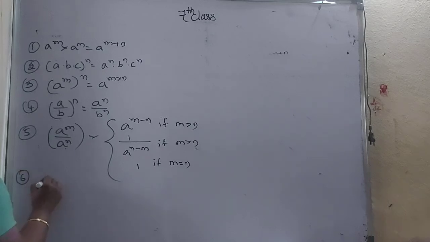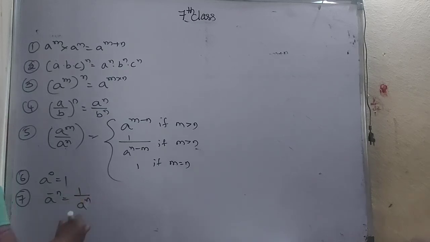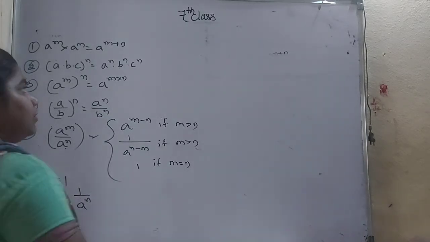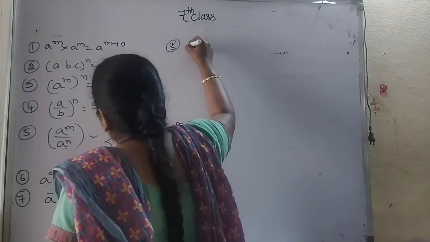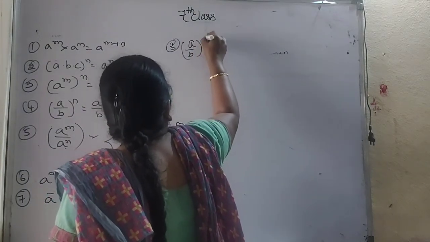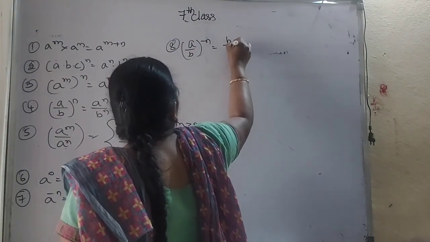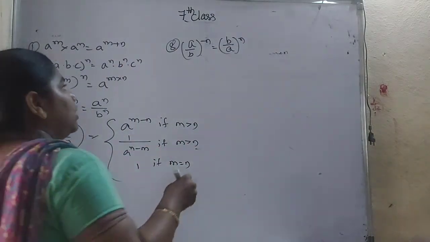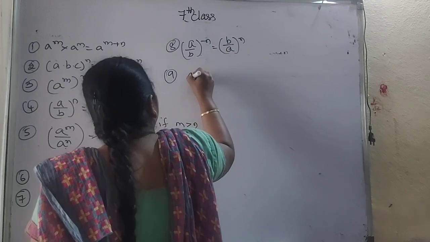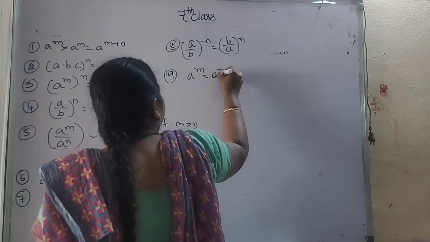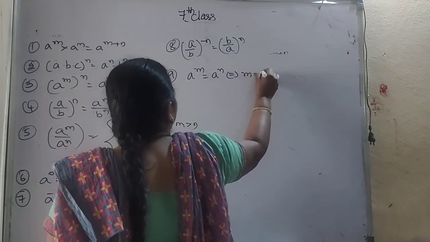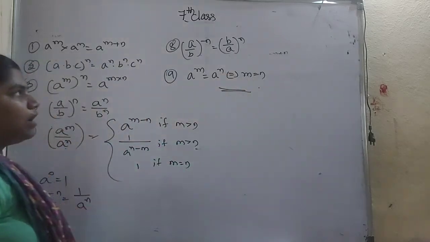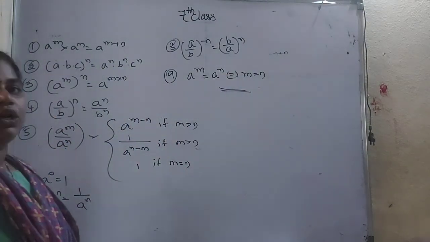Next, the sixth one is a power 0 is equals to 1. Seventh is a power minus n is equals to 1 by a power n. Eighth one is (a by b) whole power minus n is equals to (b by a) whole power n. And the last condition is a power m is equals to a power n gives rise to m is equals to n. So these are the 9 important laws of exponents.